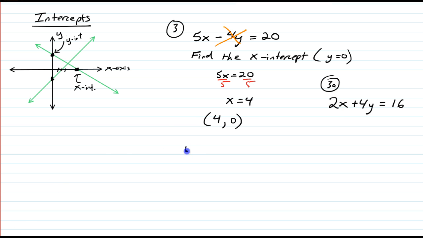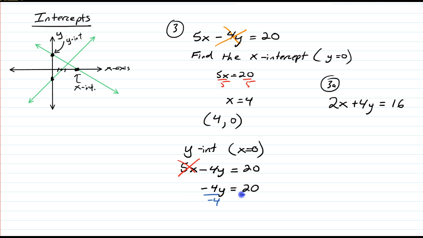Alright, now to find the y-intercept, it's just like finding the x-intercept, except now we make x equals 0. So I'm going to use the same equation, 5x minus 4y equals 20. And this time, since the x is 0, this is going to go away. And so my equation becomes negative 4y equals 20. Divide both sides by negative 4. And I get y equals negative 5. So now, since my x was 0, this would be 0 comma the negative 5.